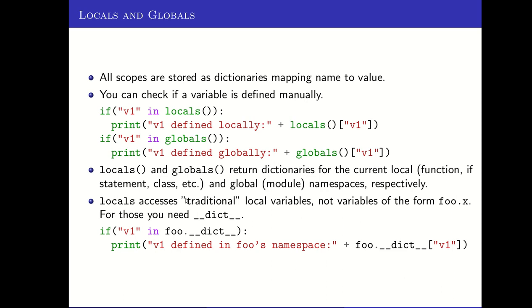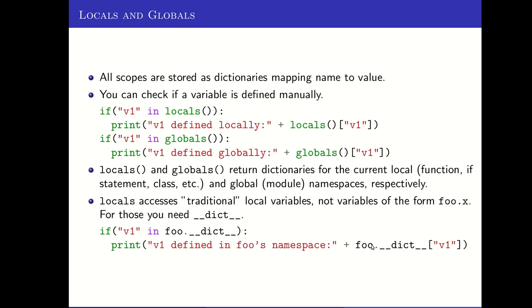As I said, locals accesses the traditional local variables of a function, not variables that belong to a namespace of an object or a function. Functions are objects. So for those, we can use __dict__ to look up whether something is in the particular dictionary of that object. So if foo is an object, we can look and see if foo has a variable named v1, has an instance variable named v1. Similarly, if foo is a function, we could do this same thing to say if v1 is a static variable of that function.